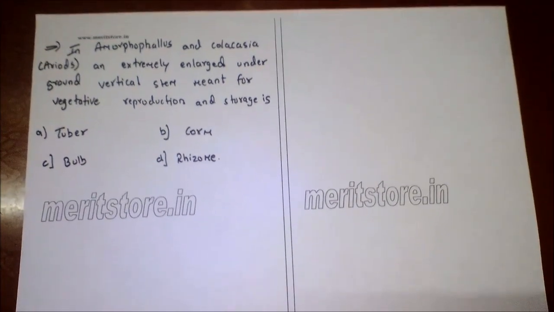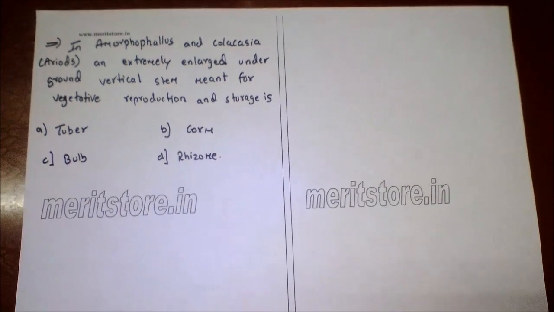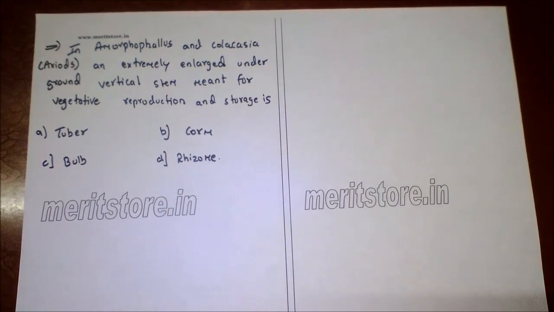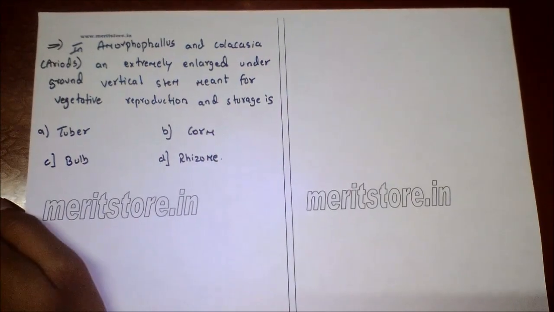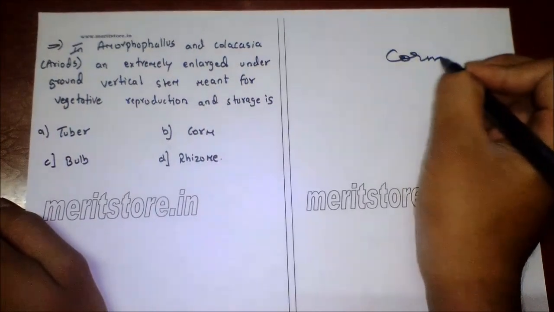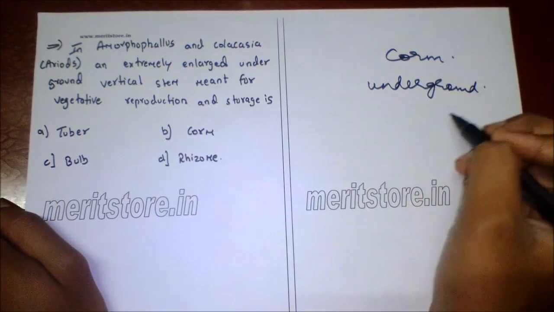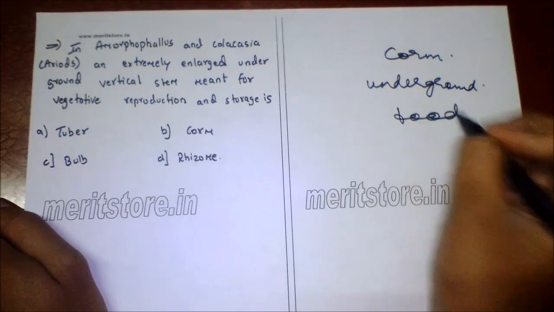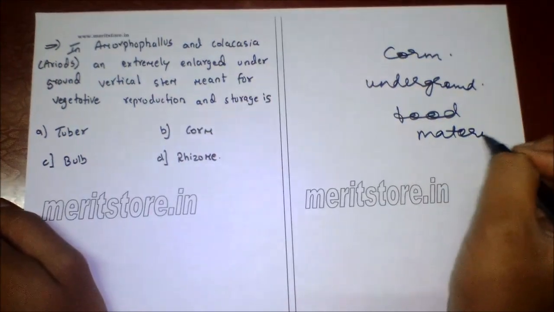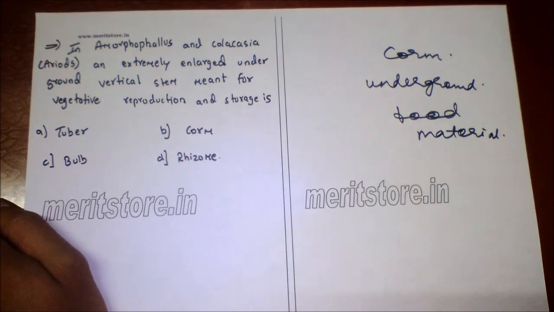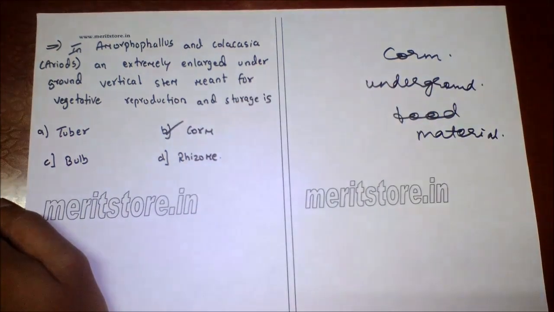In Amorphophallus and Colocasia, an extremely enlarged underground vertical stem meant for vegetative reproduction and storage is: Corm is an underground modification of main stem and stores food material. It becomes tuberous. Buds present on the corms give rise to new aerial shoots and new corms. So option B is the correct answer.